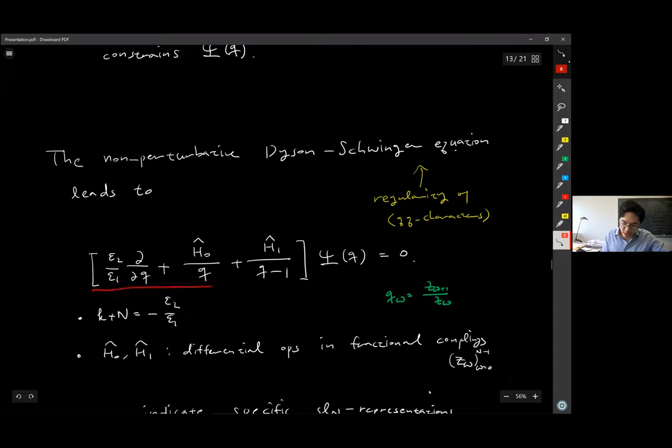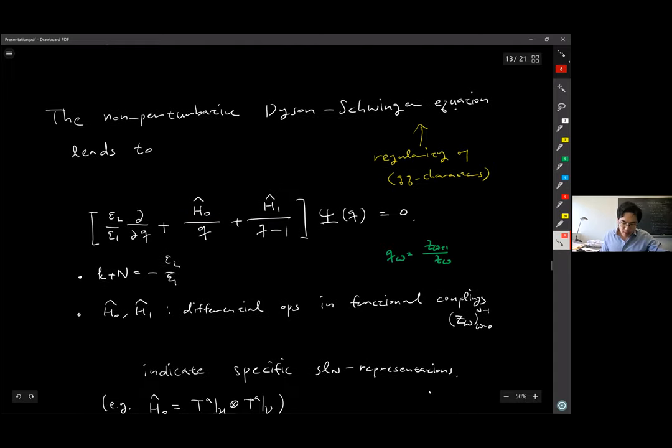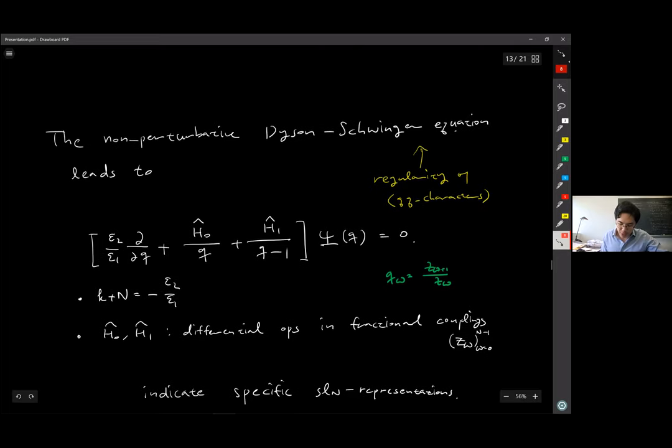So it precisely comes into the form of the KZ equation. And you can recognize epsilon 2 over epsilon 1 is matched with k minus n. And the operators h0 and h1 are written in terms of differential operators in the fractional couplings. These fractional couplings are the counting parameter q omega.